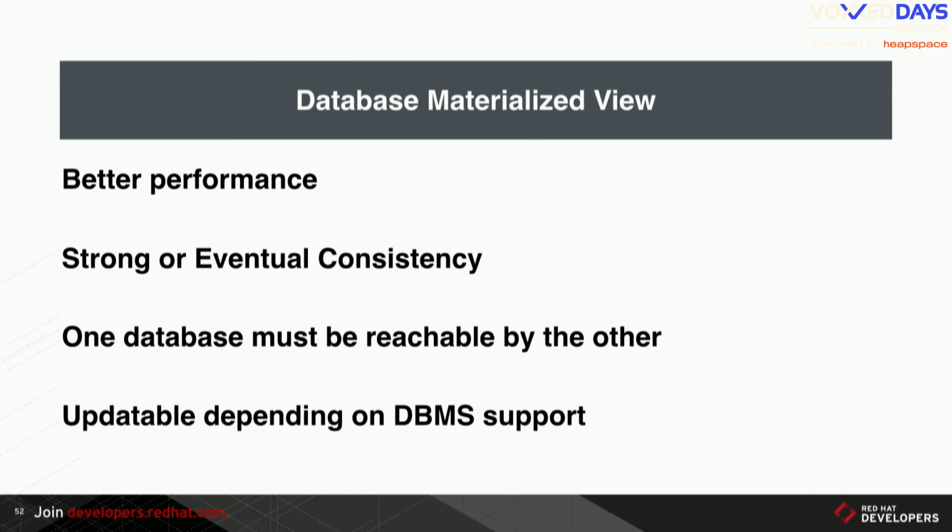Again, one database must be reachable by the other. At least on Oracle, it's possible using a DB link. And it's updatable depending on the DBMS support. But I really don't recommend that you have more than one source of updates in your system. You usually have to choose just a single canonical source of information.